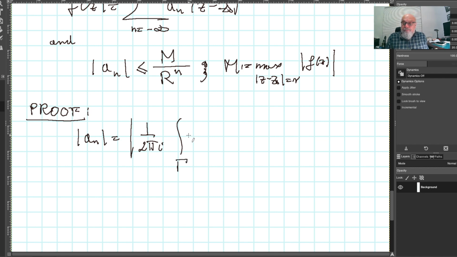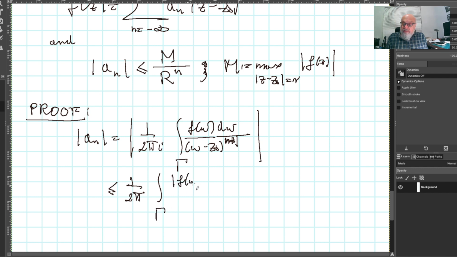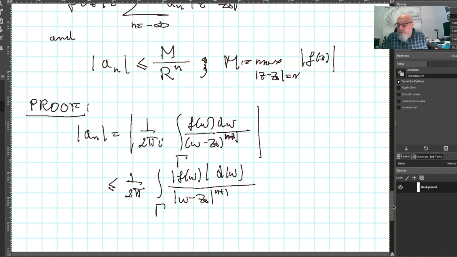and what do I have here? I have f of w over w minus z0 to the power n plus 1, dw. Now I can rewrite it. This is smaller or equal to 1 over 2 pi, the integral over gamma, but now I'm changing this to the integral with respect to the absolute value of dw, so this is a different line integral, with the absolute value of w minus z0 to the power n plus 1. Let's go to the picture. This is your gamma, this is your z0, w is here, so that length is small r.